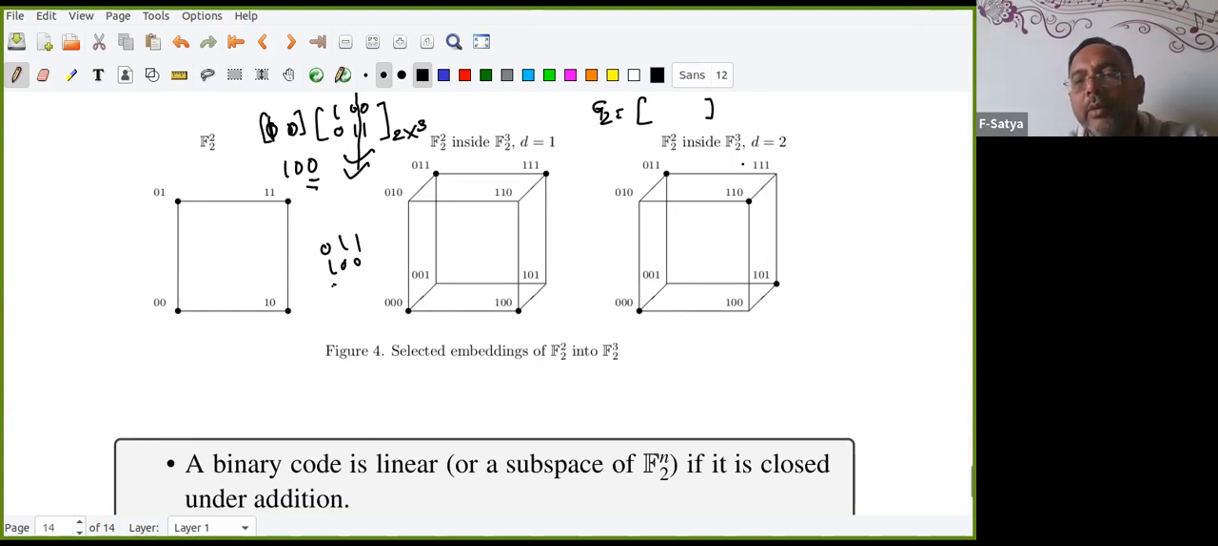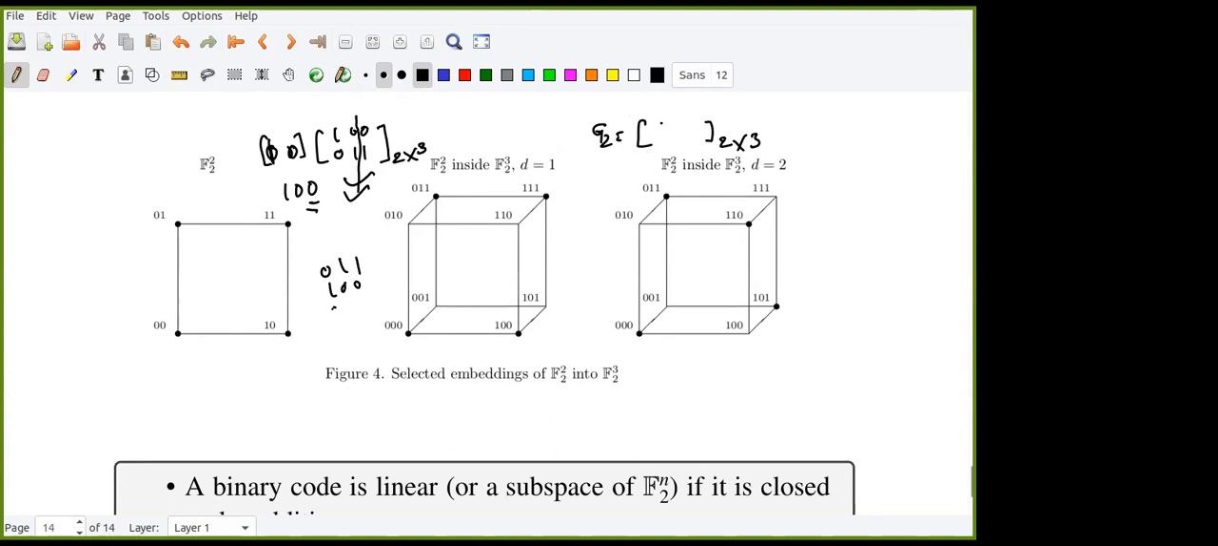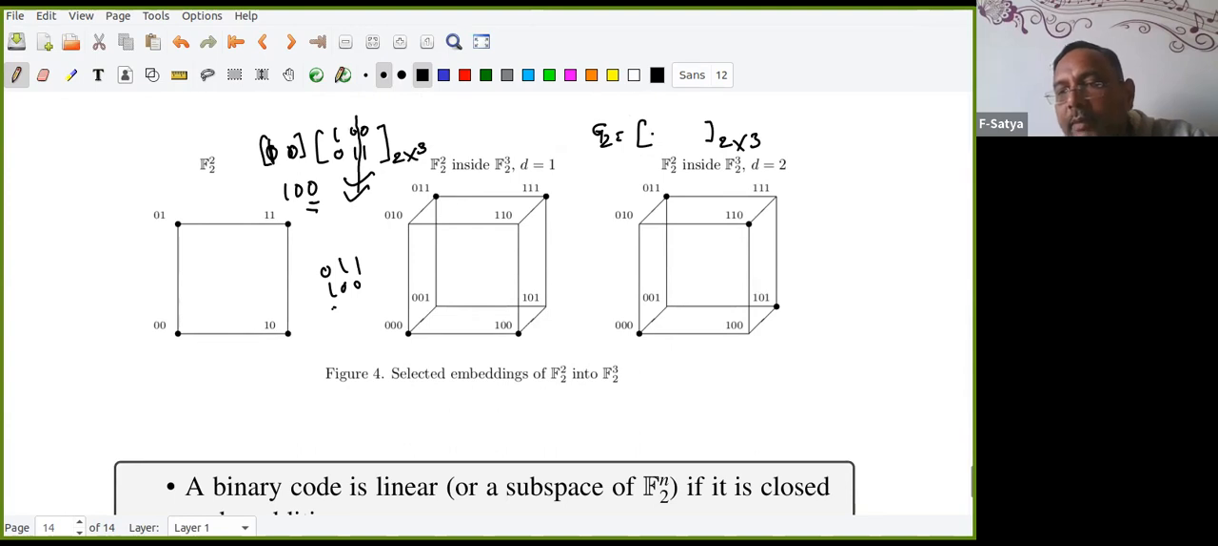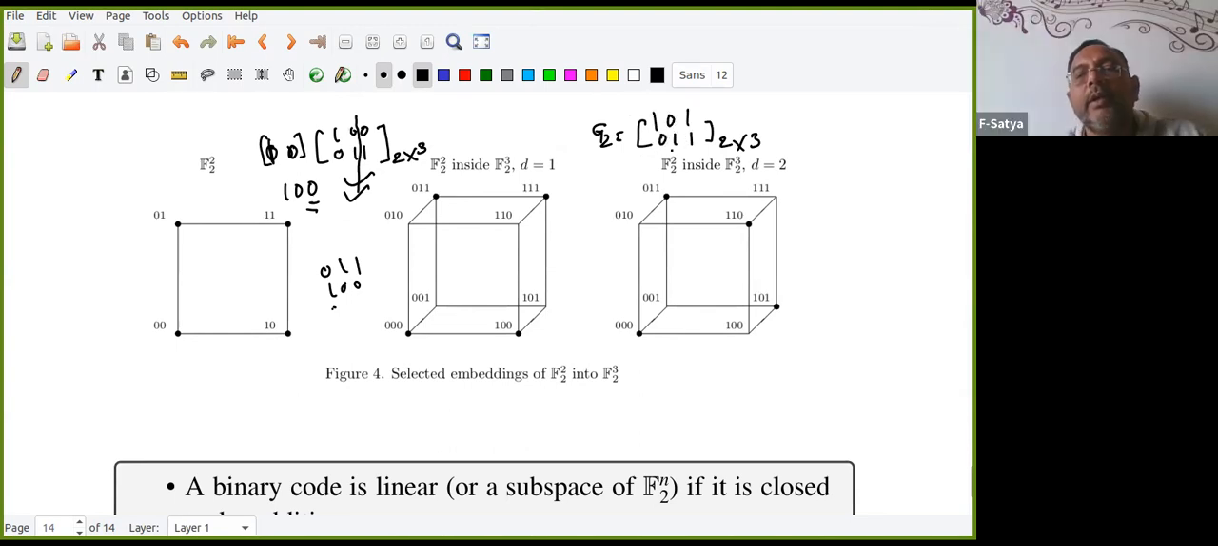So now can you predict for this one? One of you can tell. What is the matrix in this case? In this case also 2 by 3. But which one is better? 1, 0, 1 and 0, 1, 1. Very good, nice.